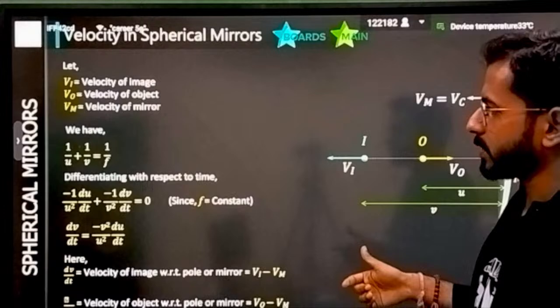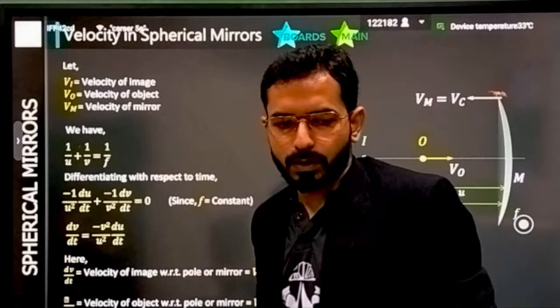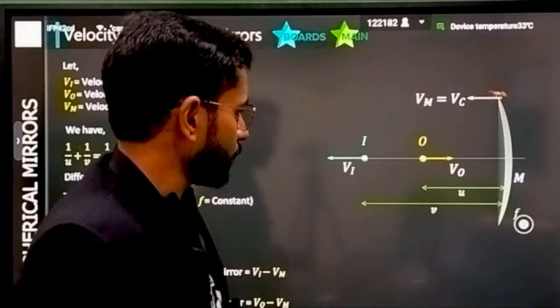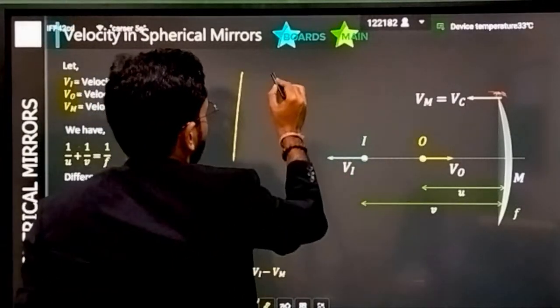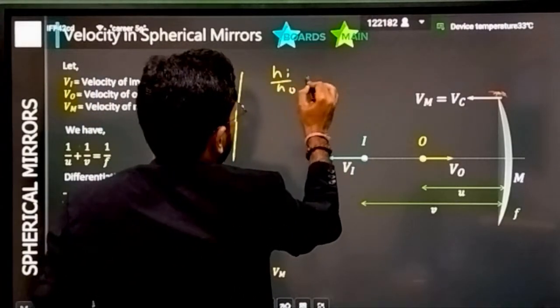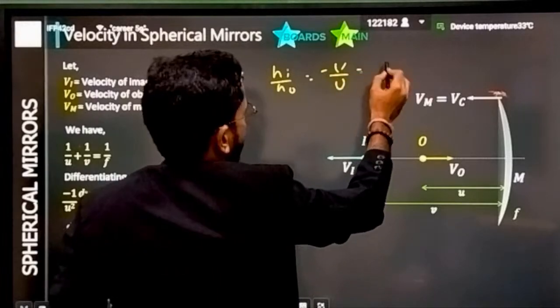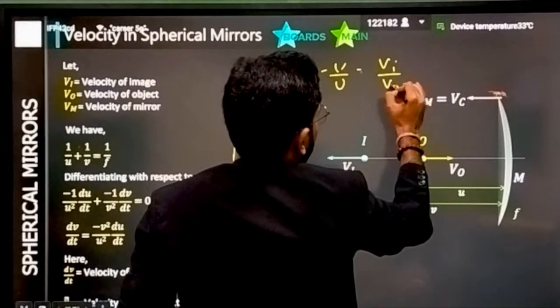Now here is a case for velocity of image. Velocity of image you can easily calculate. How will we relate velocity of image? I will tell you both the directions in one go. Like you have seen, height of image divided by height of object is equal to minus v by u. Same way you can write velocity of image divided by velocity of object.